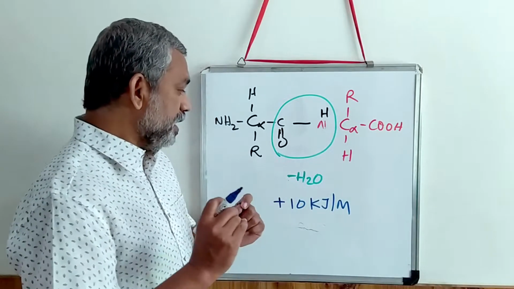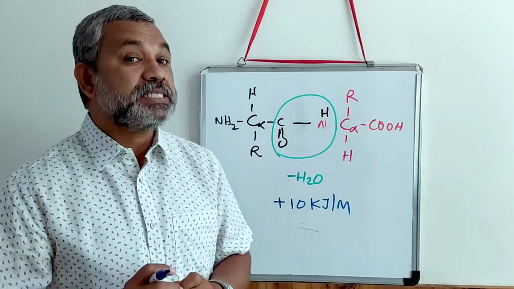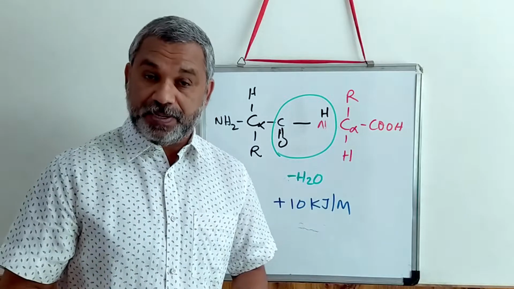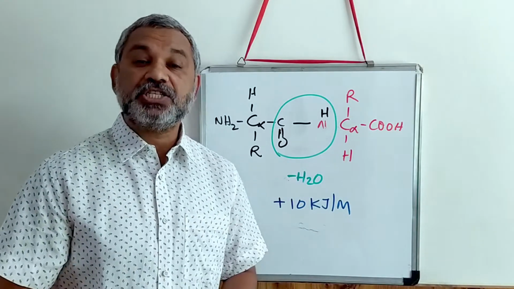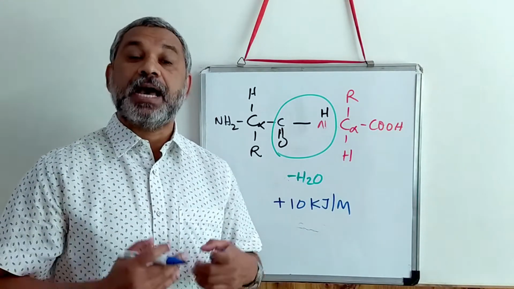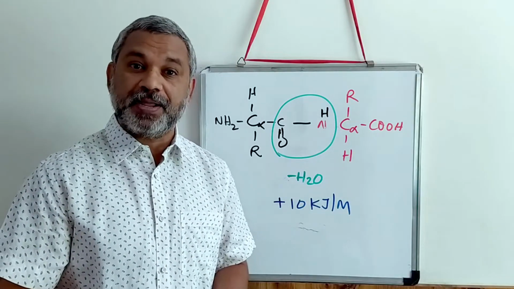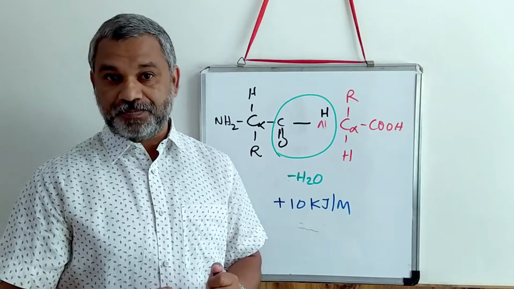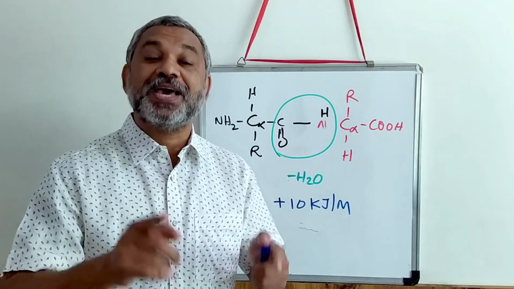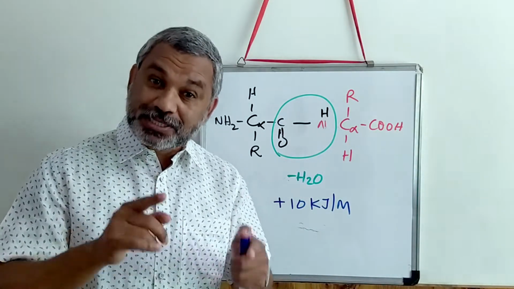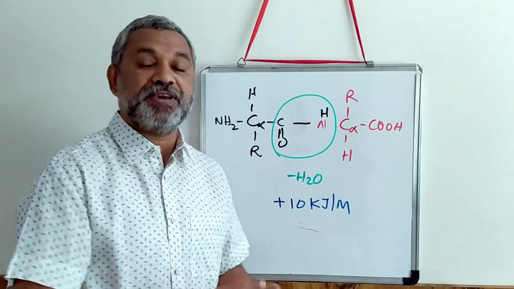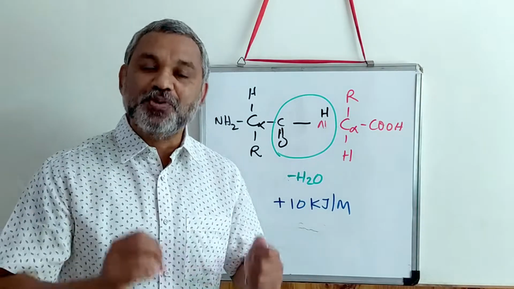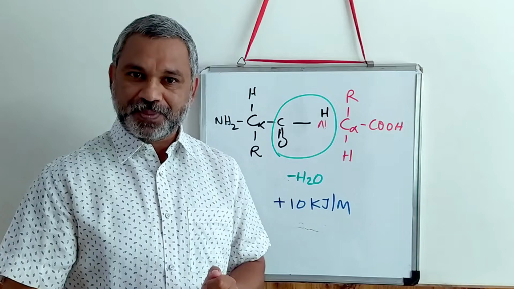Now this peptide bond is pretty stable. In a biological system at a normal temperature and pH, this bond is stable and it can last for about 1,000 years unless there is an enzyme, a biological catalyst, which is cleaving it. That is the beauty of a peptide bond.